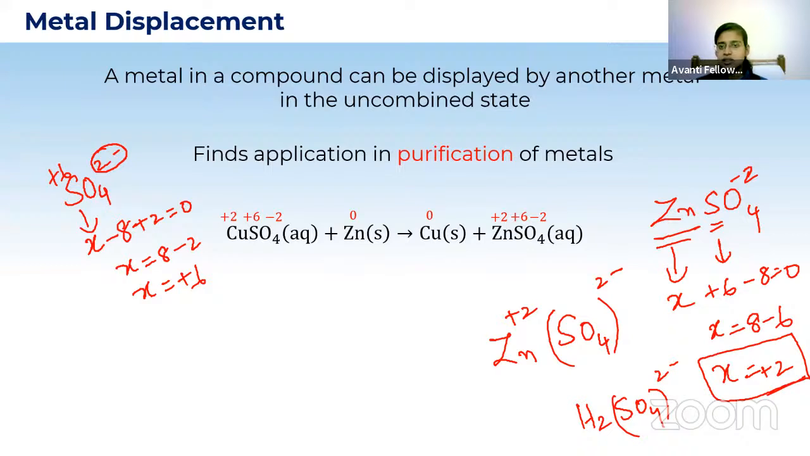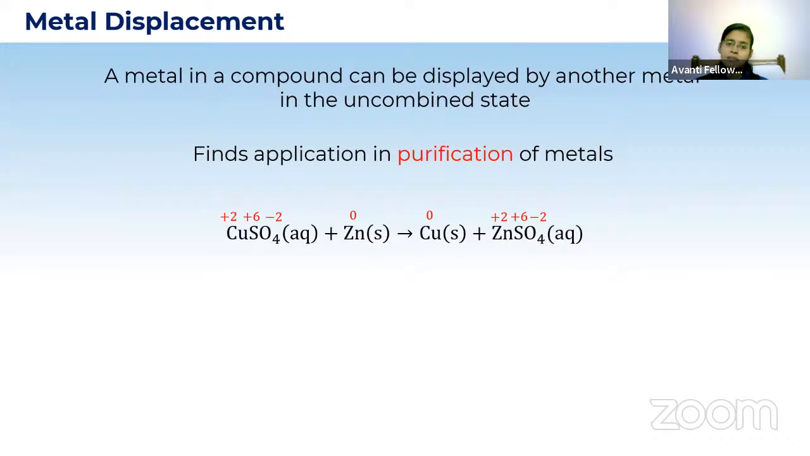Clear? Who asked me? J and V. I don't know the name of this student. Is it clear? Okay. So this is how you have to calculate for copper sulfate also. SO4 2 minus, so copper will take 2 plus.